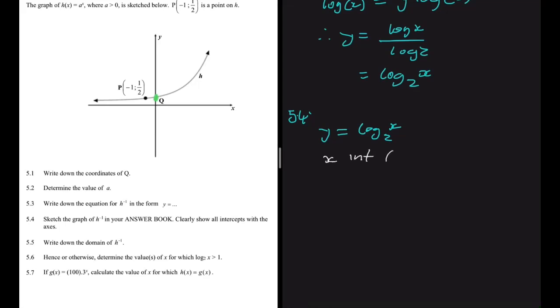For the x-intercept, we know that we need y to be equal to 0. So as a consequence, we're going to have 0 equal to log of x base 2.